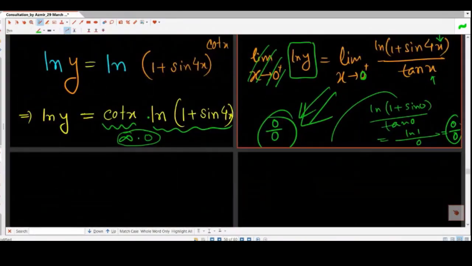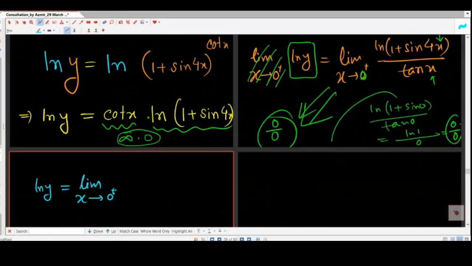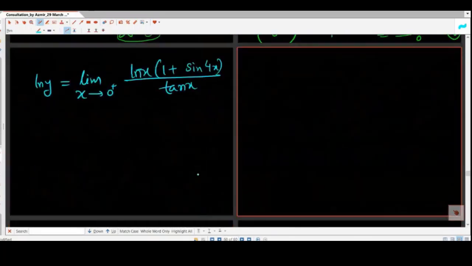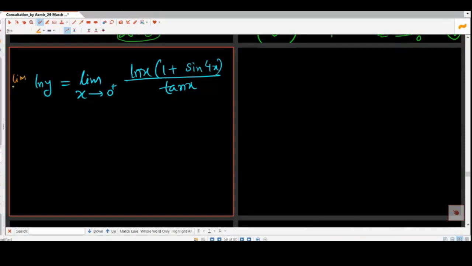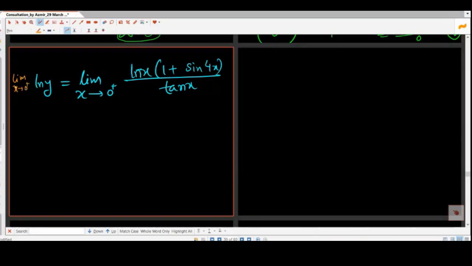So let me write again. We have natural log of y on the left side, and limit x tends to 0 plus of natural log of 1 plus sine 4x in the numerator and tangent of x in the denominator. Here we have limit x tends to 0 plus also.